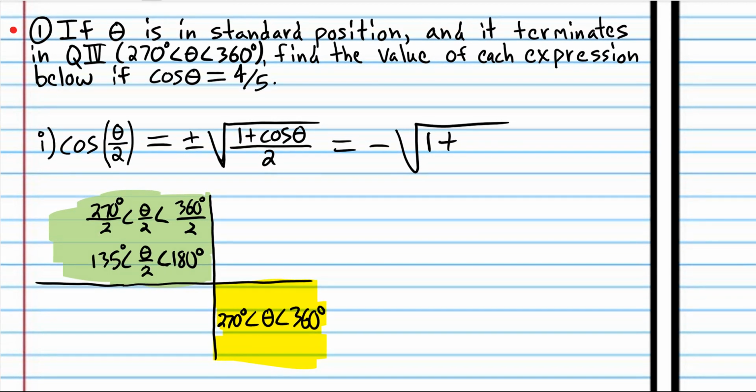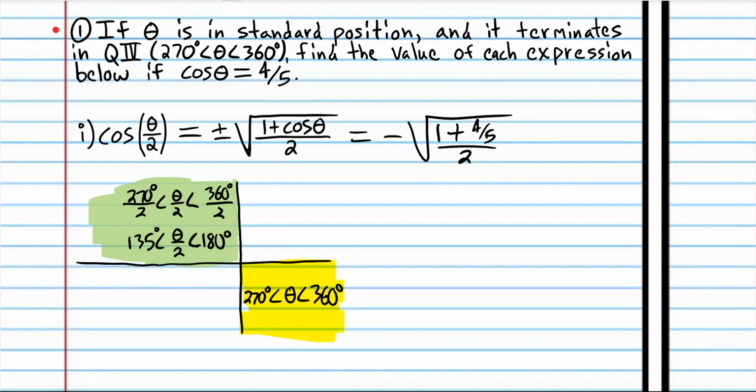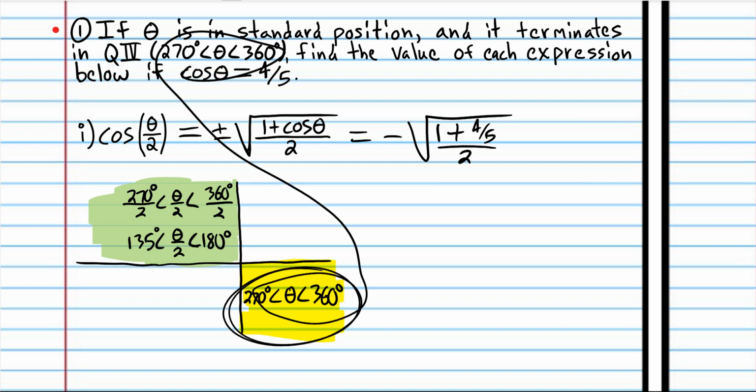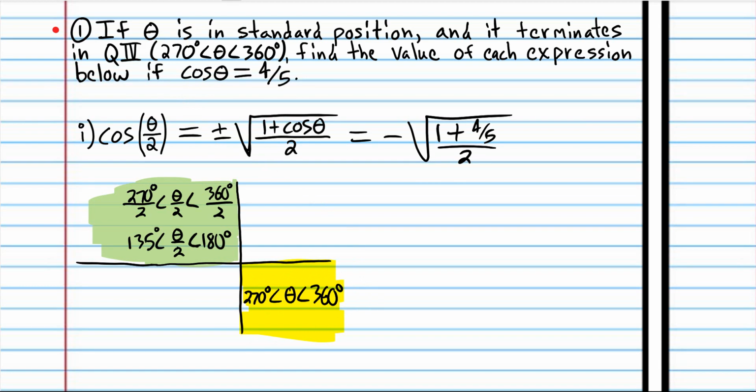So we have 1 plus cosine theta, and we know cosine theta is 4/5. So I want to make that clear again. We know that theta is between 270 and 360. They told us that. So theta over 2 must be between 135 and 180.